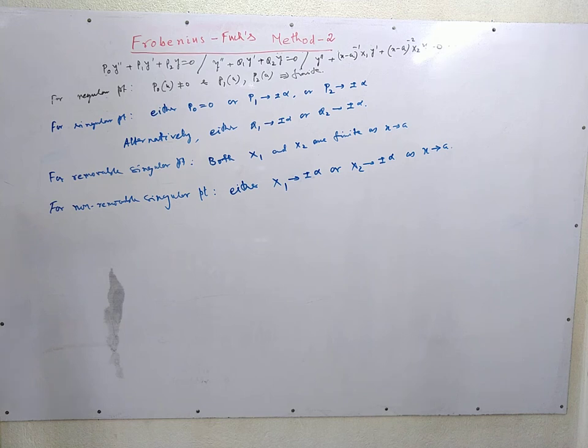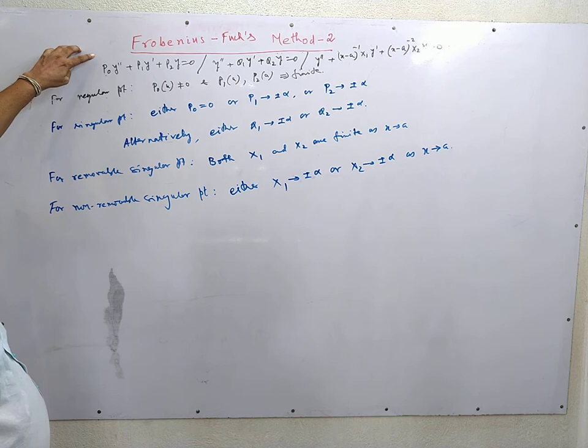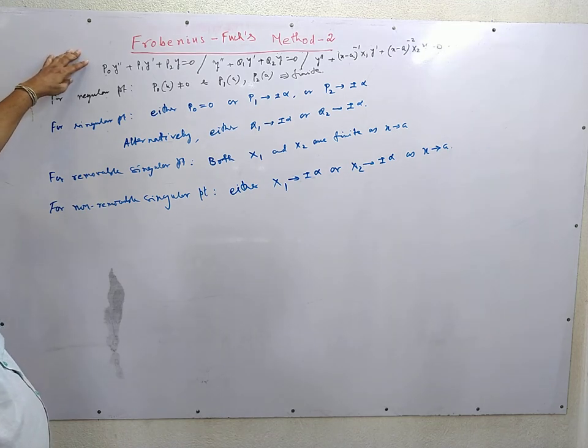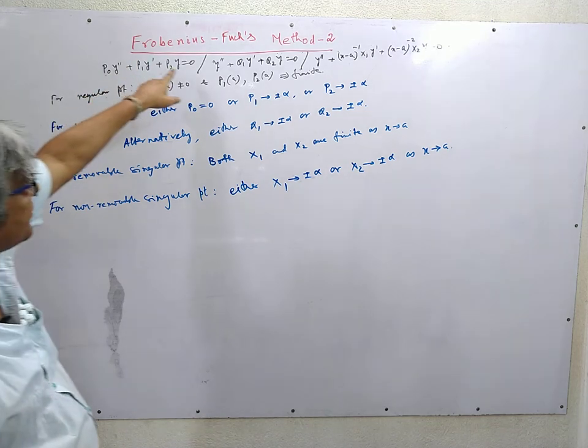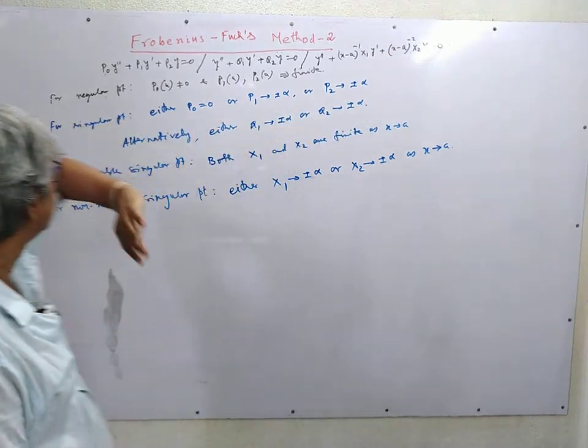Second lecture on the Frobenius-Fuchs method. We shall consider a few examples and carry out the singularity analysis of the examples. Before going to the example proper, let me remind you that the second order linear homogeneous differential equation can be written in these three forms.